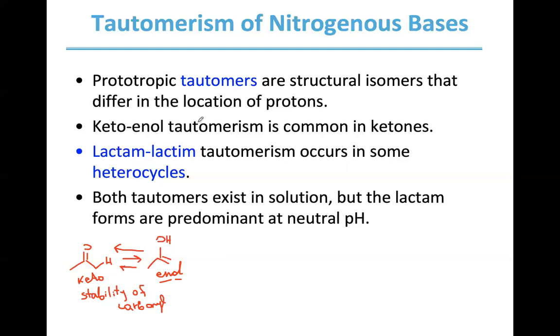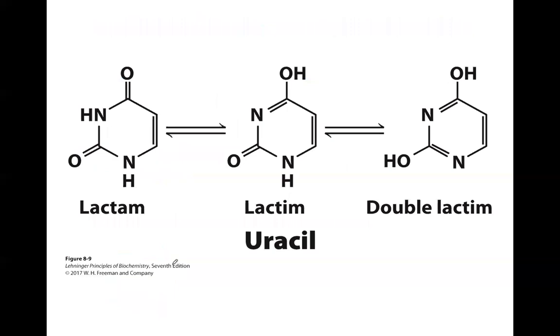All right. So here we have some possibilities for tautomerism as well with nitrogenous bases. And so here is lactam, lactim. Tautomerism occurs in some heterocycles, and both tautomers exist in solution, but the lactam form is predominant at neutral pH. So just like keto is predominant, lactam will be more predominant. And here are the two possibilities of lactim for uracil.